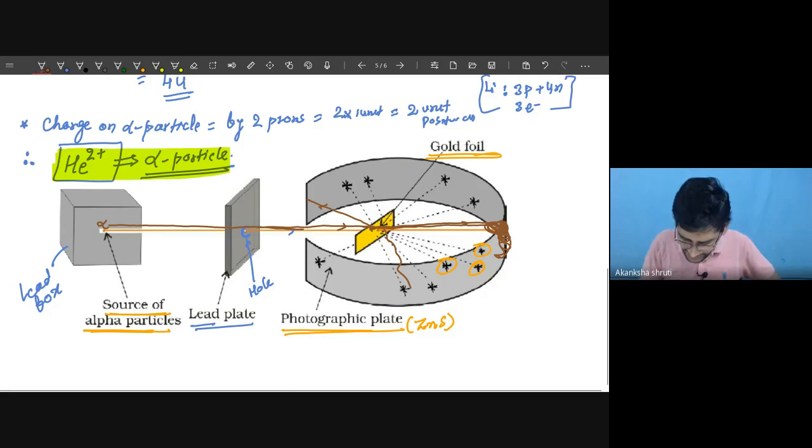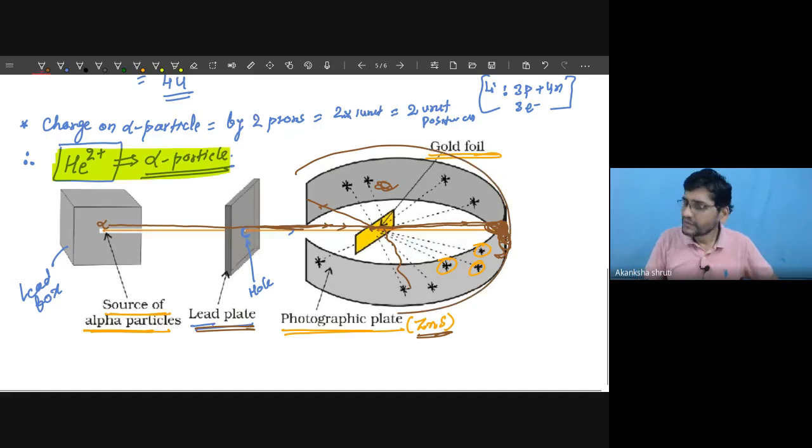Students, the lead plate has another importance. The lead plate with a small hole confirms that only a few or a specific alpha particle have crossed, and after crossing it has hit this gold foil. Means direct alpha particle is not hitting this photographic plate or zinc sulfide screen, so that light is produced. So, confirming that only the reflected or passed alpha particle is hitting this photographic plate, this lead plate with a single hole was used.